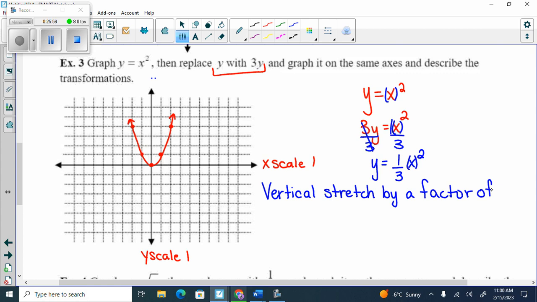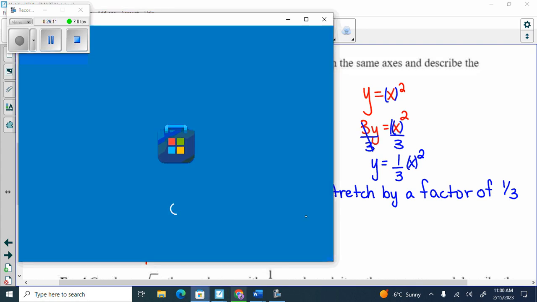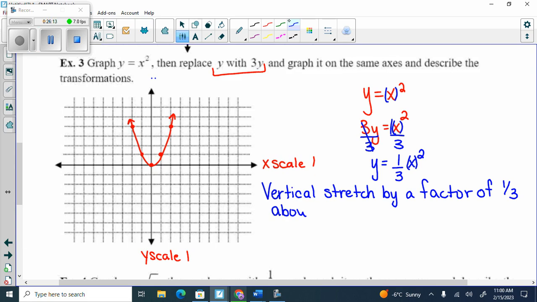How many? 1/3. About the x-axis. My mapping is going to be x, y becomes x stays the same because nothing happens to my x. What happens to my y? What do I get? 1/3 y.